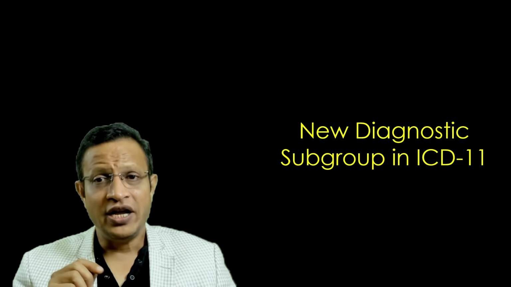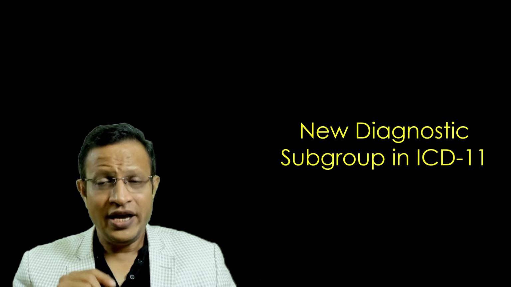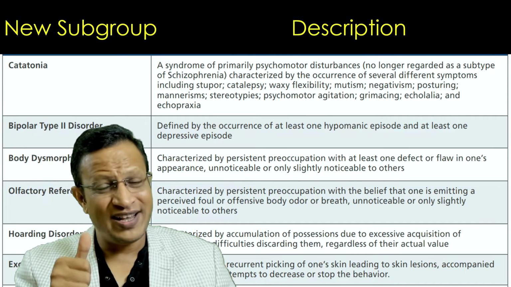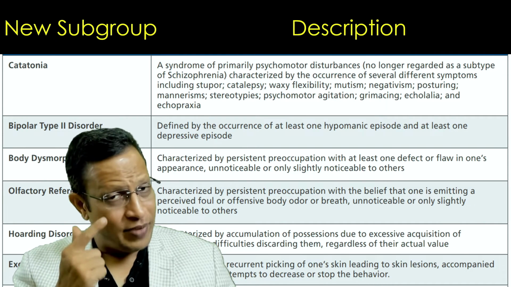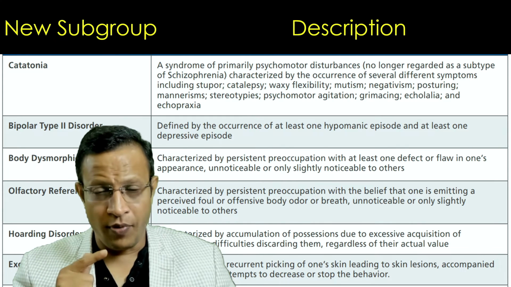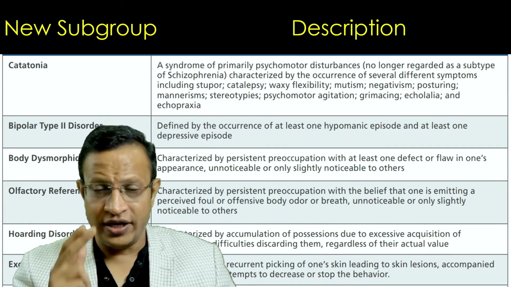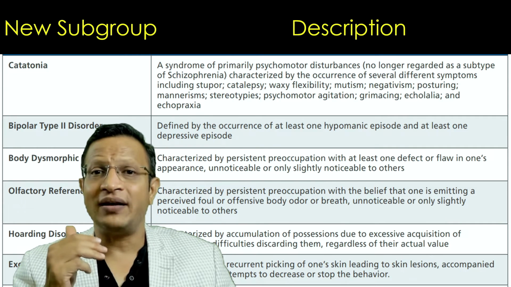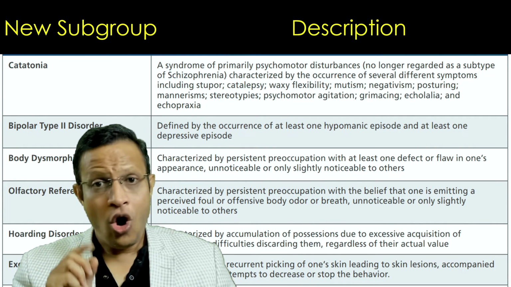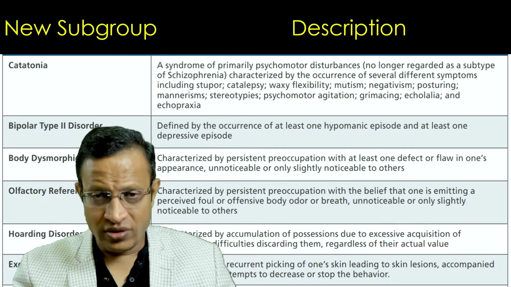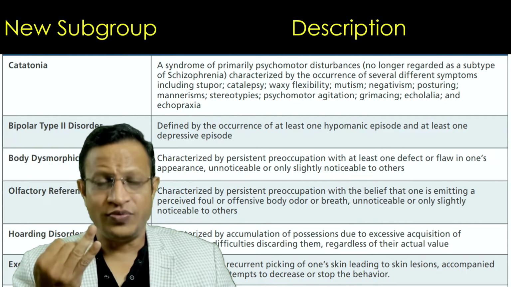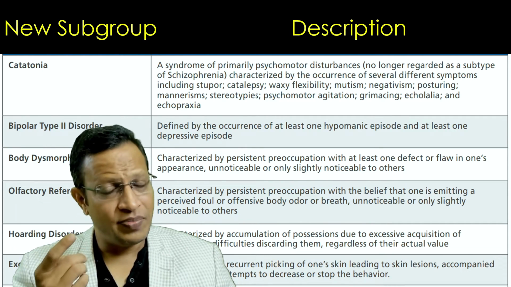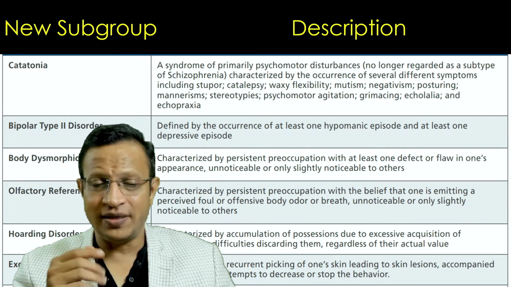Now let's discuss the new diagnostic subgroups in ICD-11. The new diagnostic subgroups which have been kept are catatonia. That means catatonia has been given a separate chapter under ICD-11. Further, bipolar 2 disorder has been given separate importance in ICD-11. Body dysmorphic disorder has been considered under OCD and OCD-related disorders, along with olfactory reference disorder and hoarding disorder. Although hoarding disorder cuts across psychosis, bipolar disorder, obsessive compulsive disorder, organic brain injury, dementia, and also certain personality disorders, hoarding also has been given a separate chapter.